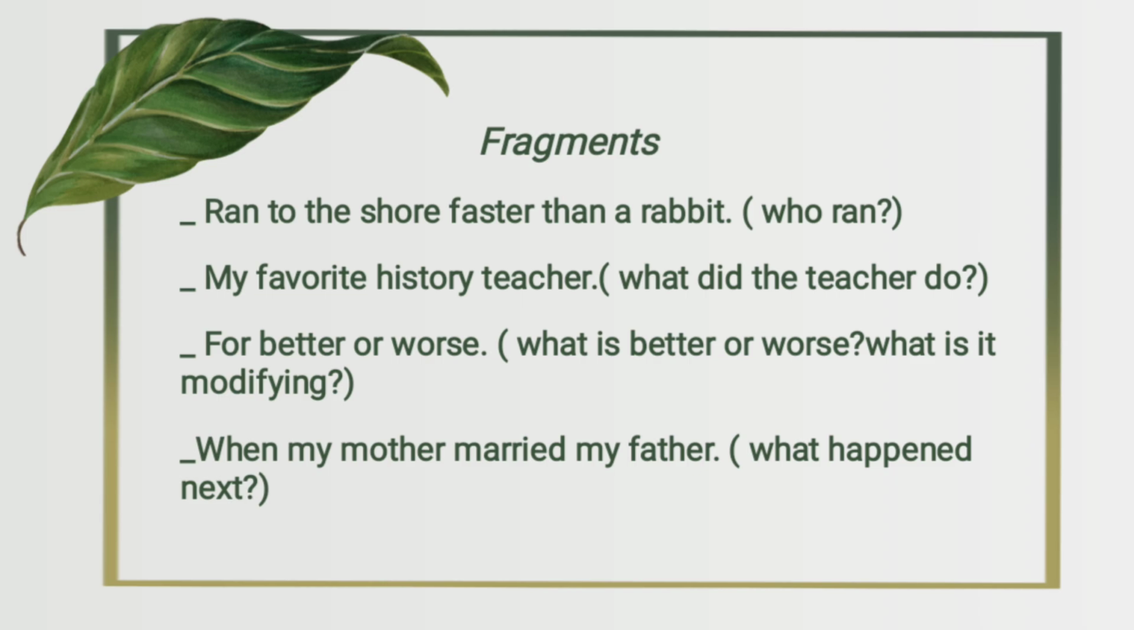The last one: when my mother married my father. That's all, and what happened next? Let's look at the sentence. We have the subject, my mother, and also the predicate, married my father. And how about the complete thought? Do you understand the sentence? No, it doesn't make sense to us. When my mother married my father, and then what happened next? We don't know, so we don't understand. So it's not a complete sentence, it's also a fragment.